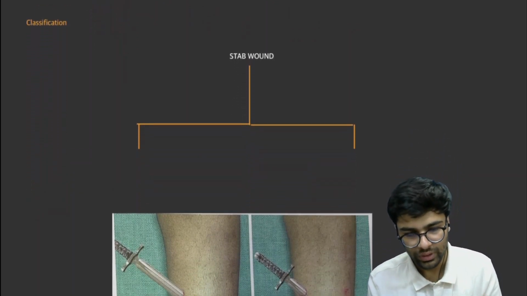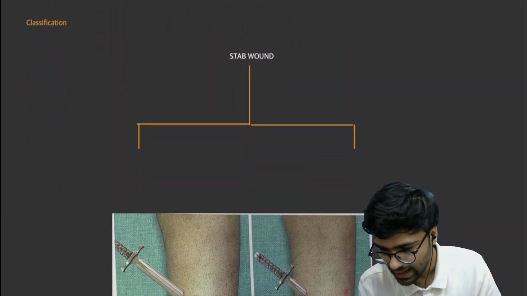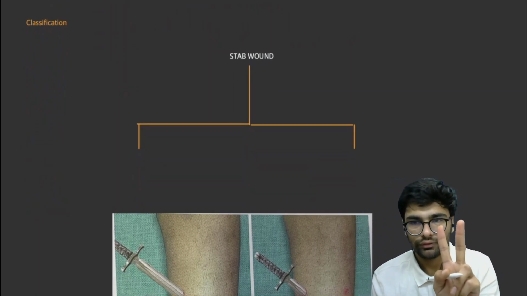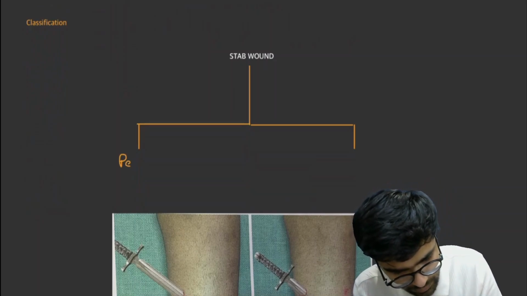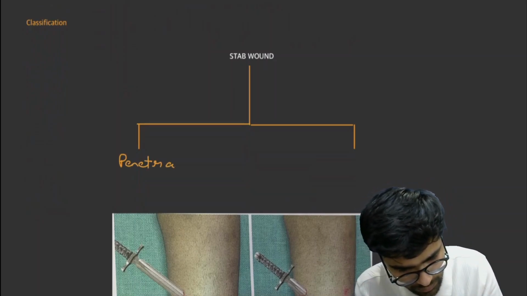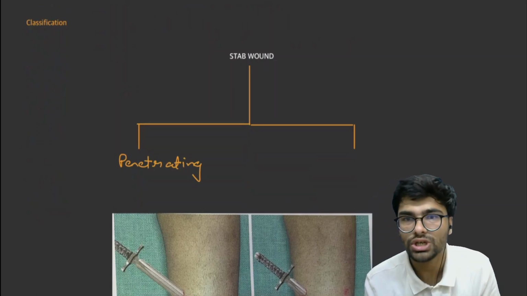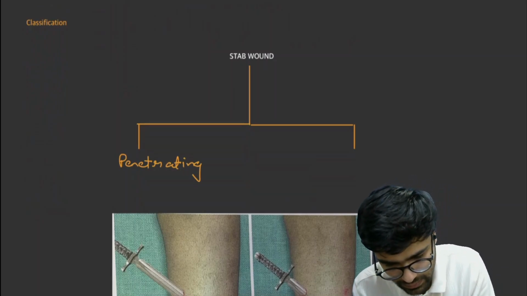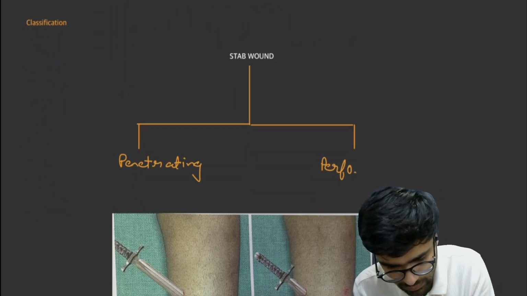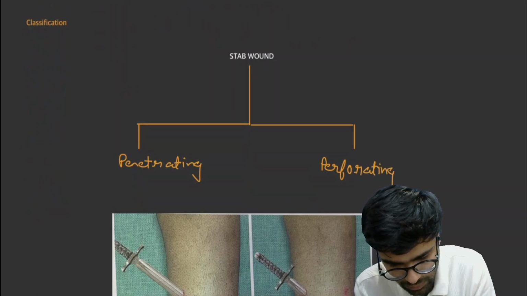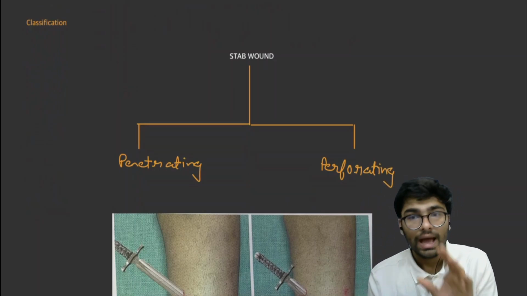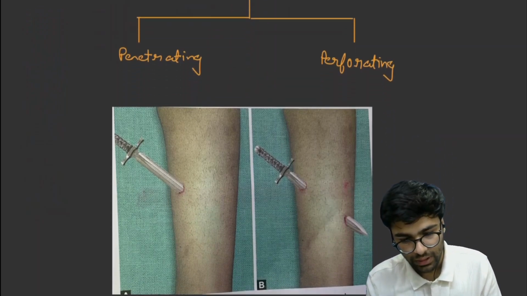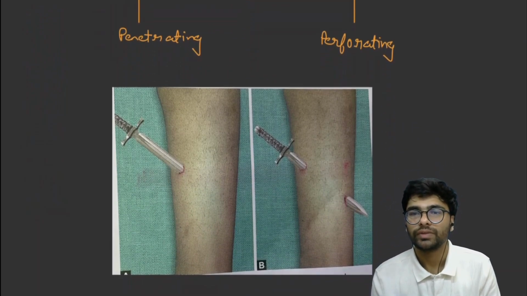So stab wound is basically divided into 2 types of injury. One is penetrating injury, and the other one is perforating injury. What is penetrating and what is perforating? I've explained this through an image. Here is the image. I've taken this from a book of Gautam Bishwas of forensic medicine.